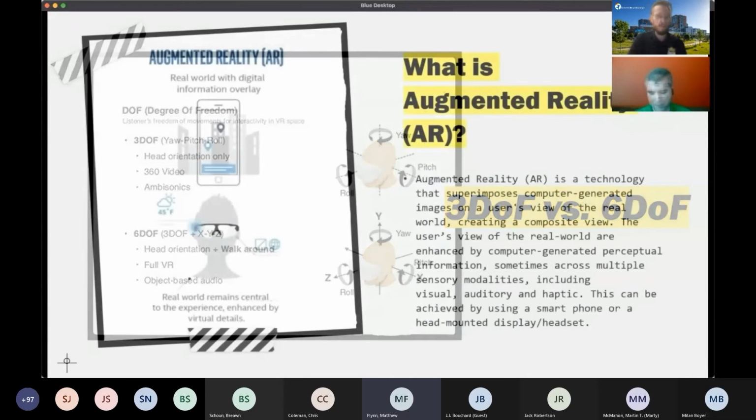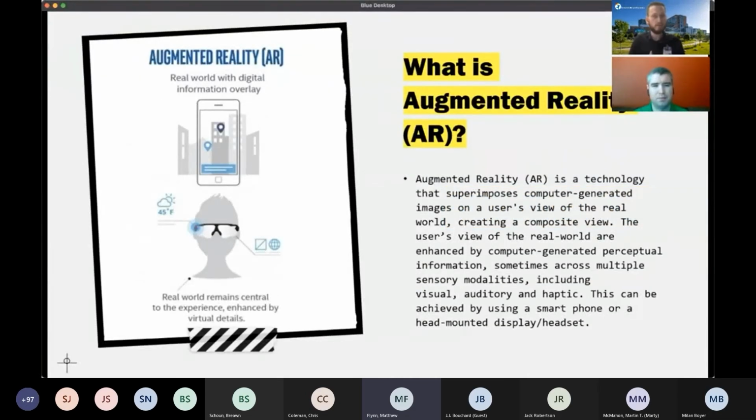So now that we've talked about virtual reality, we'll define what augmented reality is, or AR. Augmented reality is a technology that superimposes computer-generated images on a user's view of the real world, creating a composite view. The user's view of the real world is enhanced by computer-generated perceptual information, sometimes across multi-sensory modalities, including visual, auditory, and haptic feedback.